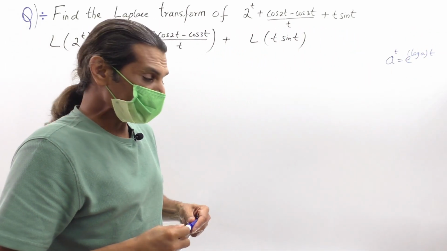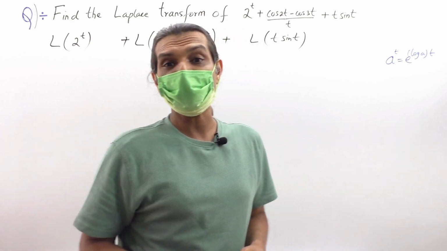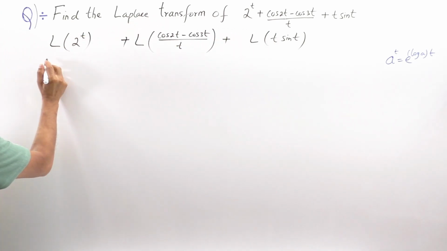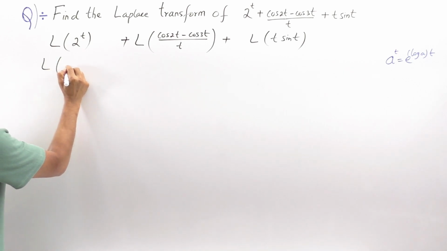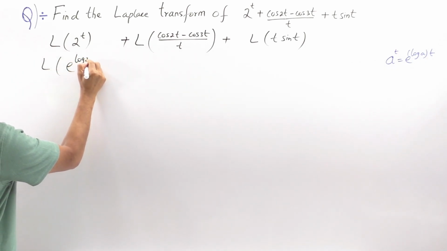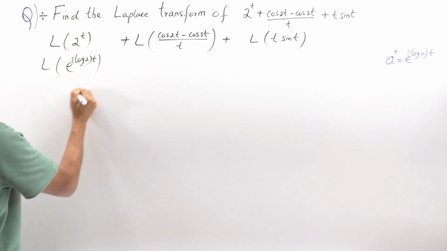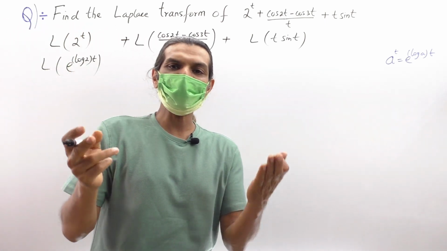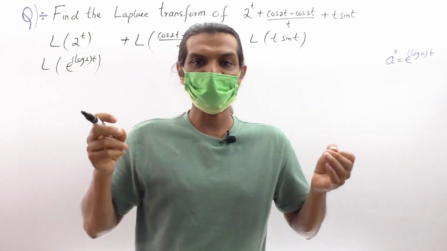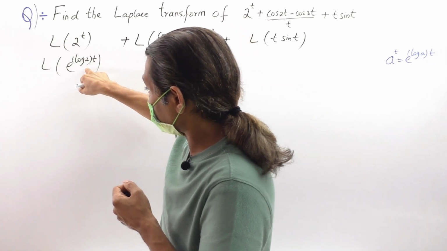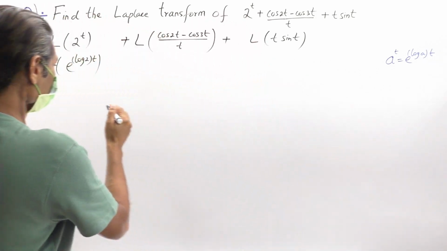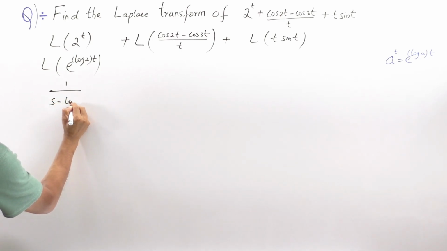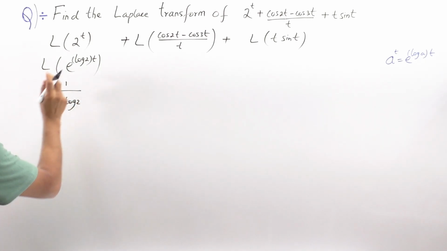What is that? A raised to t can be written as e raised to log of a into t. Fine. So here I can write Laplace of 2 raised to t as Laplace of e raised to log of 2 into t. And this is a very simple standard formula: Laplace of e raised to at is 1 by s minus a. Here log 2 is a constant, that is, a is log 2. So 1 by s minus a will be 1 by s minus log 2. So the first thing is done.